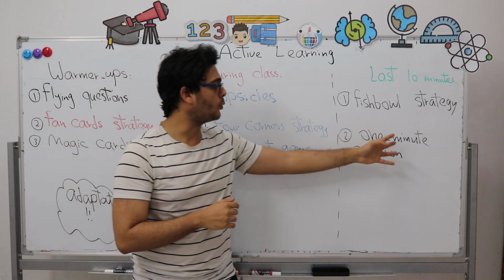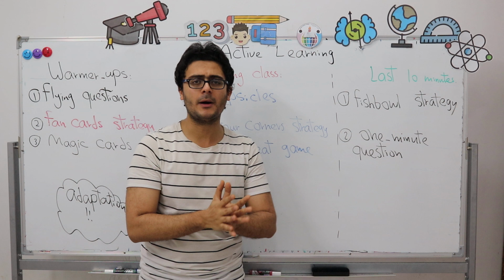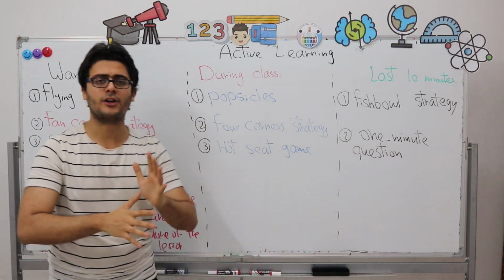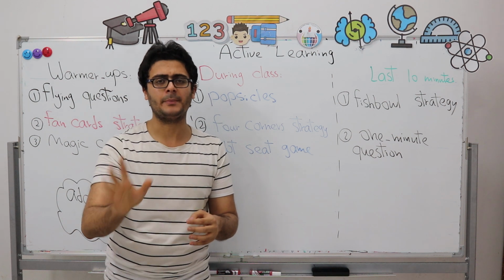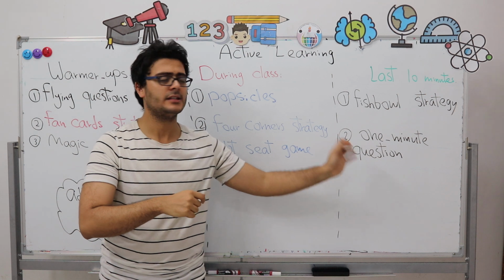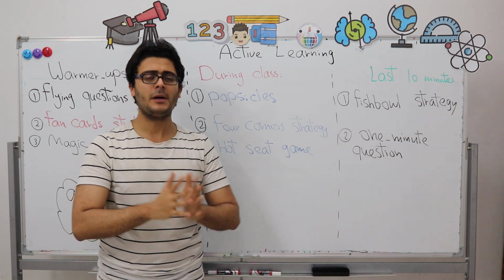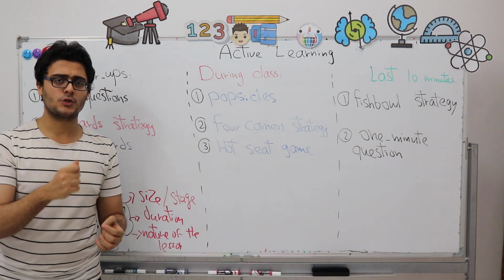And of course, there is the 1-minute question strategy which will have a question about the whole class, like a wrap-up. For example, summarize or mention some main points in 1 minute, and you can perform it in the last 10 minutes of your classroom. By so doing, you can make your classroom more active and fun.